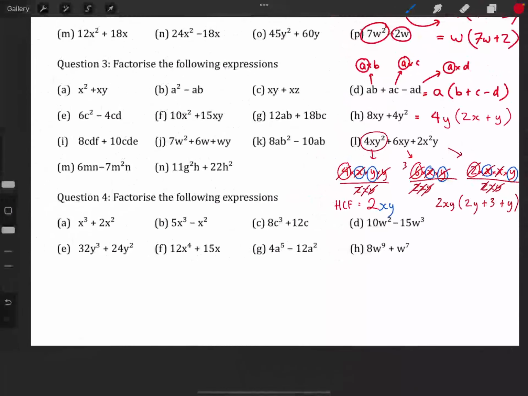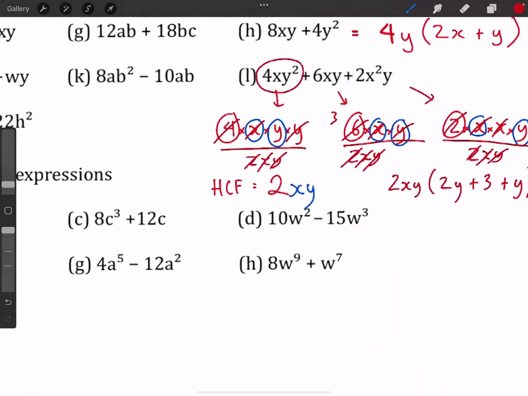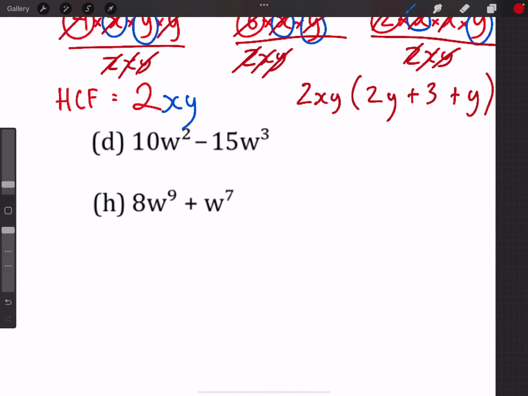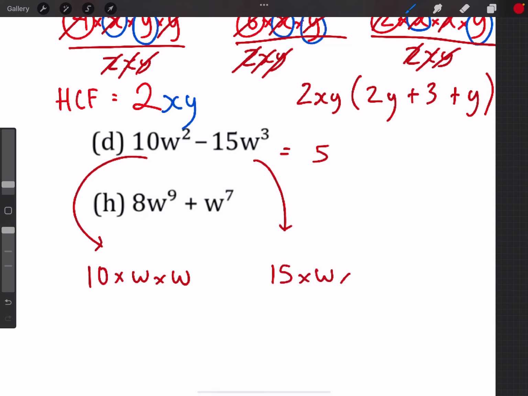Question 4, question D. So let's have a look here. The highest common factor for these two numbers will be a 5. Now what does this have? Let's just redraw this here. This is 10 times W times W. What does this one have? This is 15 times W times W times W. According to the numbers, the highest common factor is a 5.